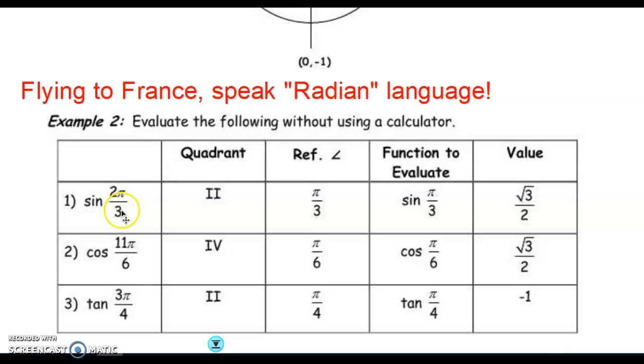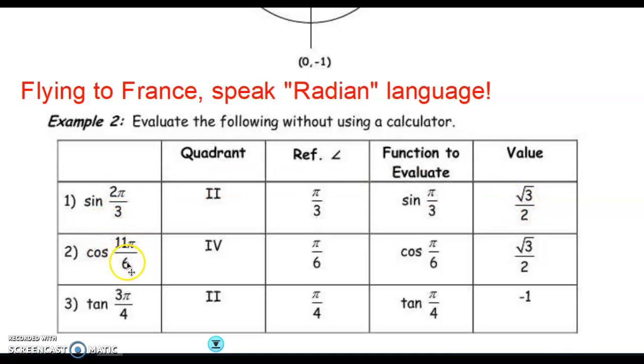So sine of 2 pi over 3, that's in the second quadrant, reference angle of pi over 3. So we really want the sine of pi over 3, which happens to be the sine of 60. Sine of 60 is root 3 over 2, and since we're in the second quadrant, sine's positive. So that's all cool. All right, we go to the next one.